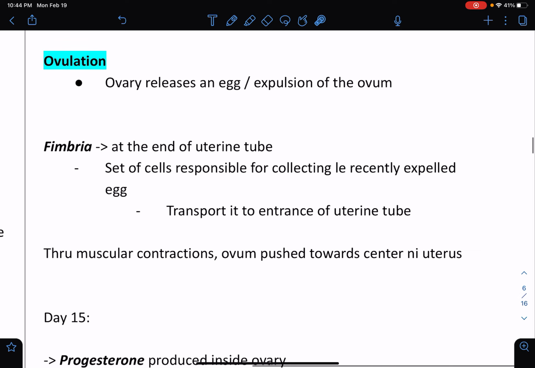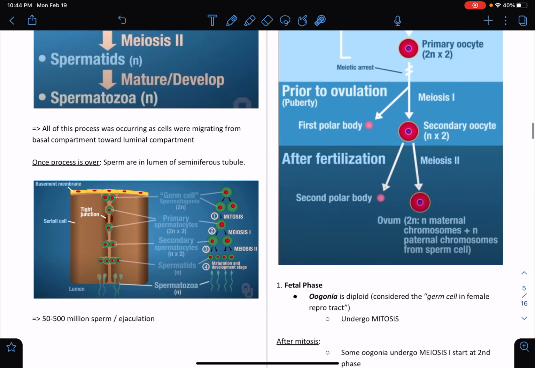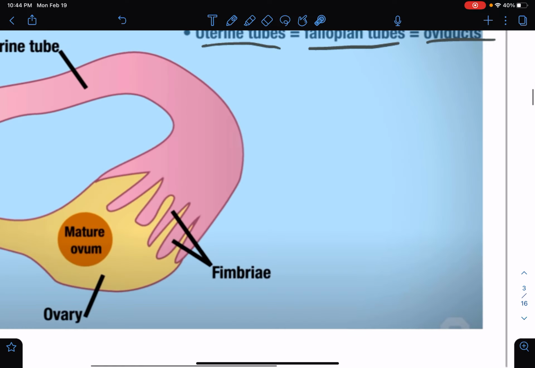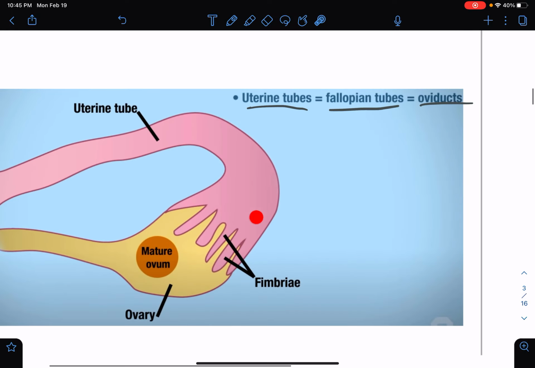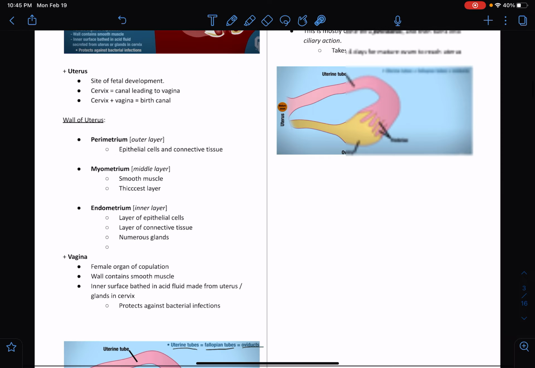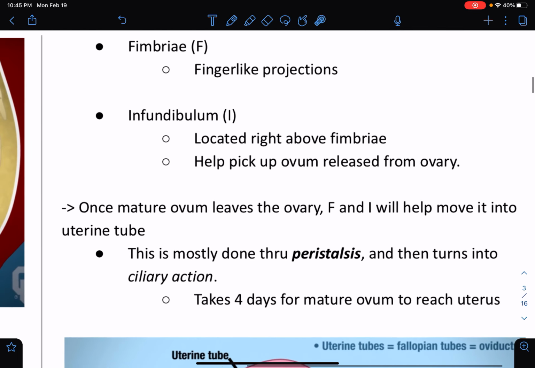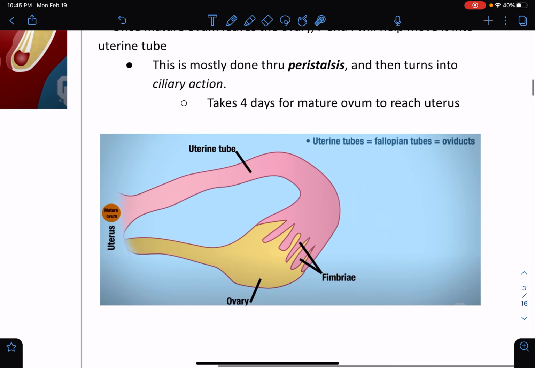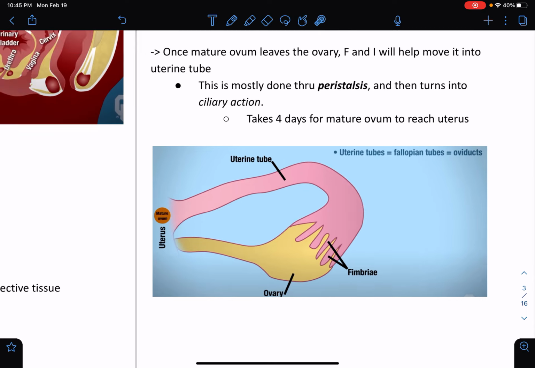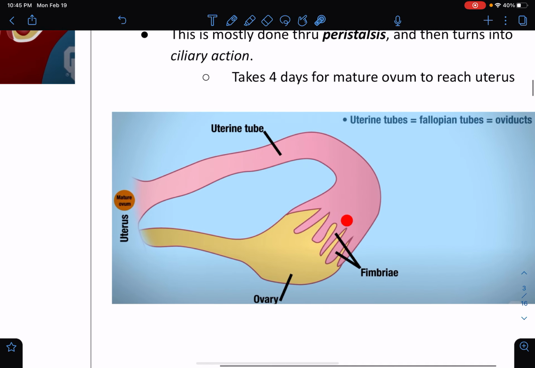So the fimbria, this is at the end of the uterine tube. This is a set of cells responsible for collecting the recently expelled egg. If you remember earlier, the fimbria, it's this one, the fimbriae. Together with the other one, what do you call that? The infundibulum, they both help the mature ovum escape the ovary and find its way through the uterine tube. Well, mainly they help the ovum get out of the ovary.